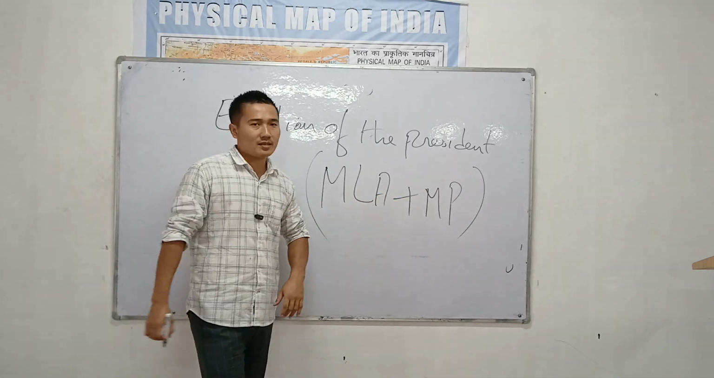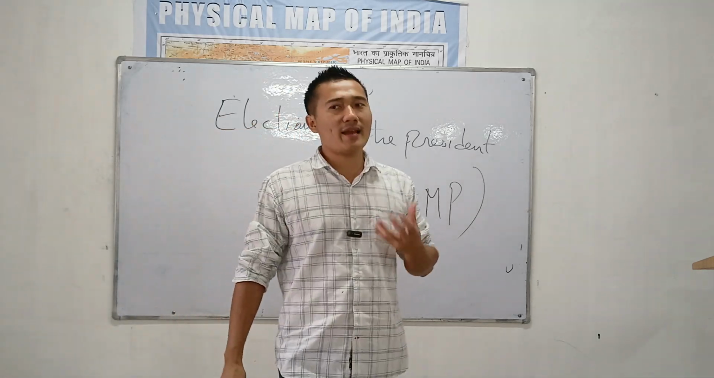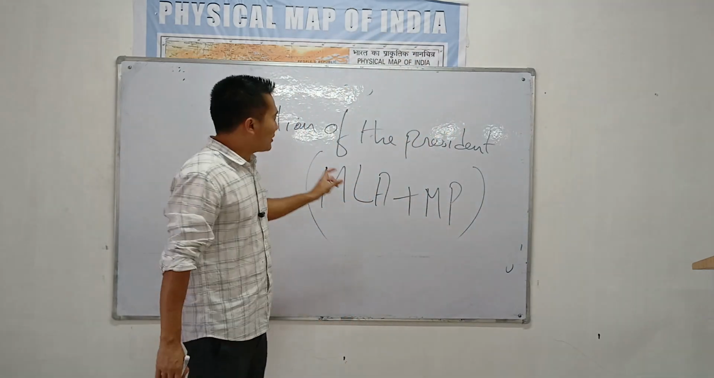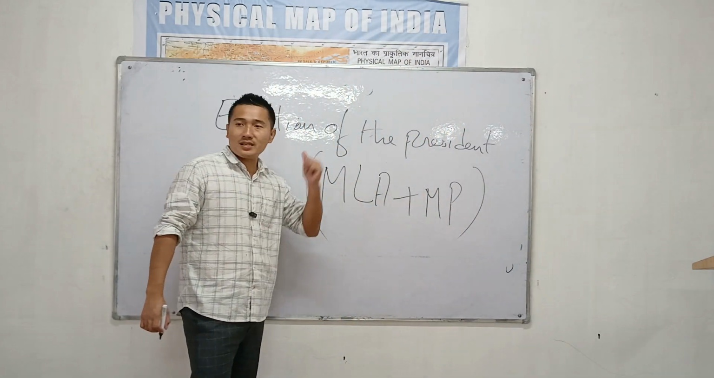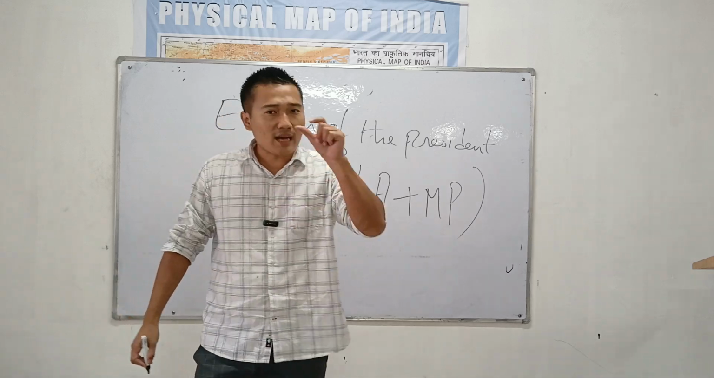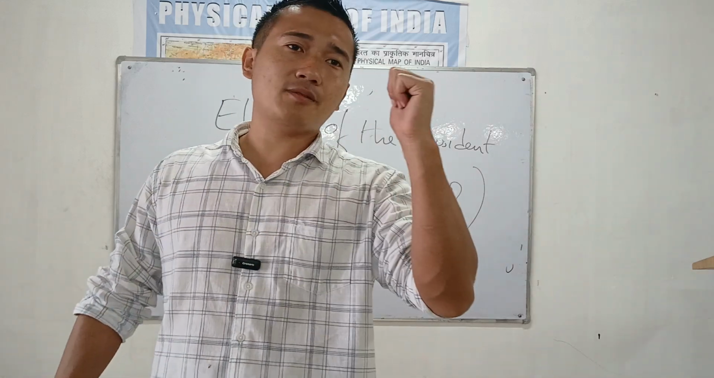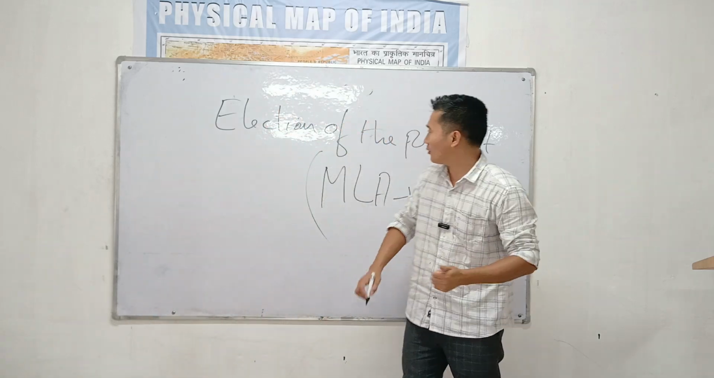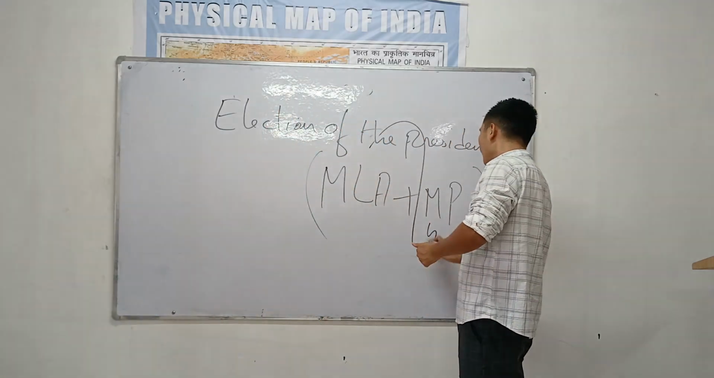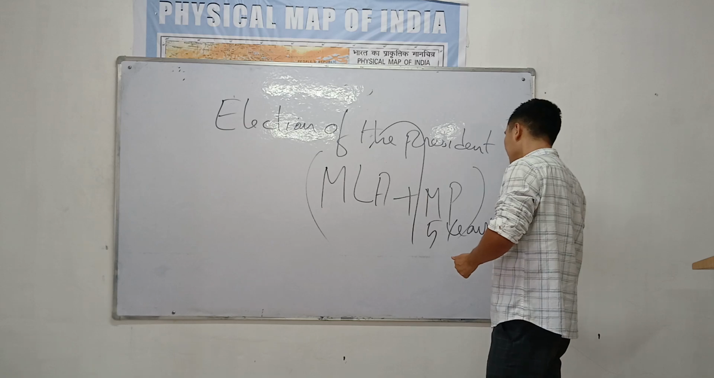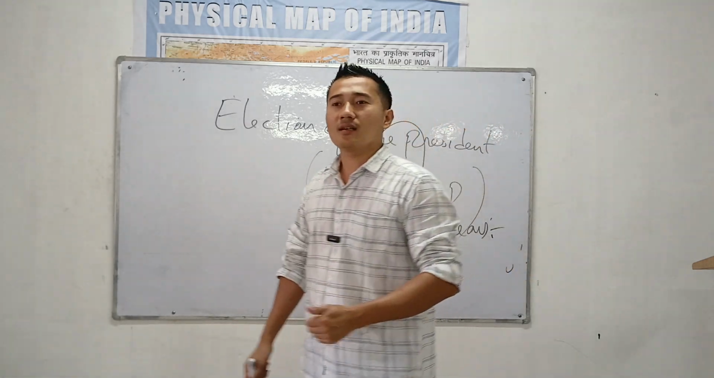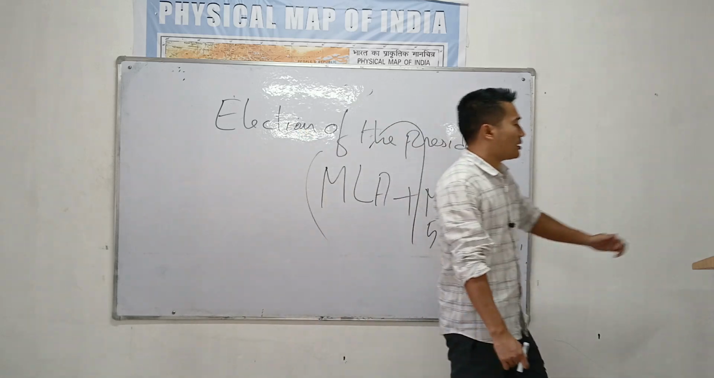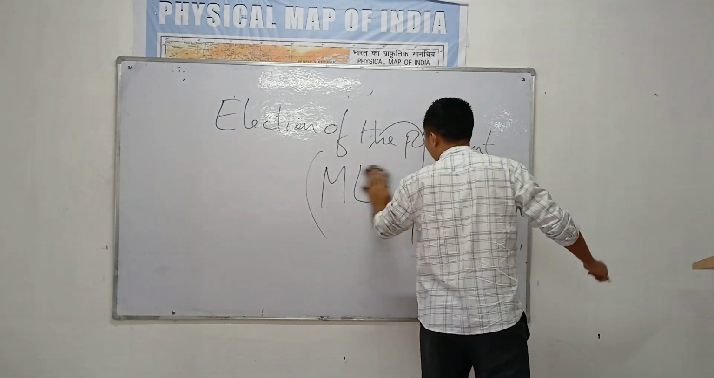So I'm going to discuss all this, how these people are elected. Okay, who participates in the real election of the President? Only the MLAs and MPs are going to vote. That shows that the common man will never vote in the election of the President. That is why he is less powerful. And once elected, he will serve for 5 years. Once elected, the President is going to serve for 5 years. So these are the essential qualifications. Now let's see.